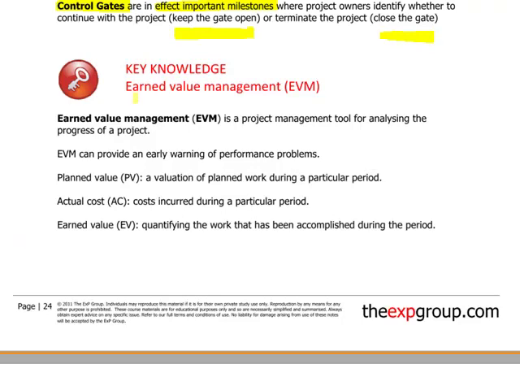Okay, we're now going to have a look at earned value management, EVM. So EVM can provide an early warning of performance problems, and what we'll see on the table or the graph on the next page. But first of all, a few definitions. Plan value is evaluation of planned work, actual costs incurred, but the earned value is quantifying the work that has been accomplished during the period. So we've got planned value, actual value, and earned value.